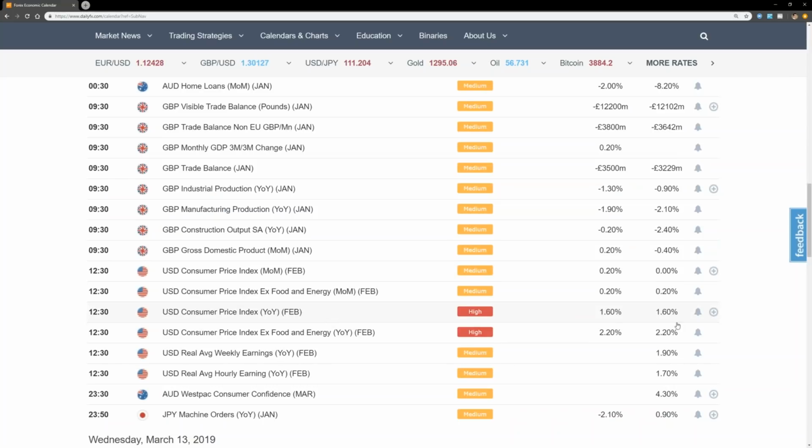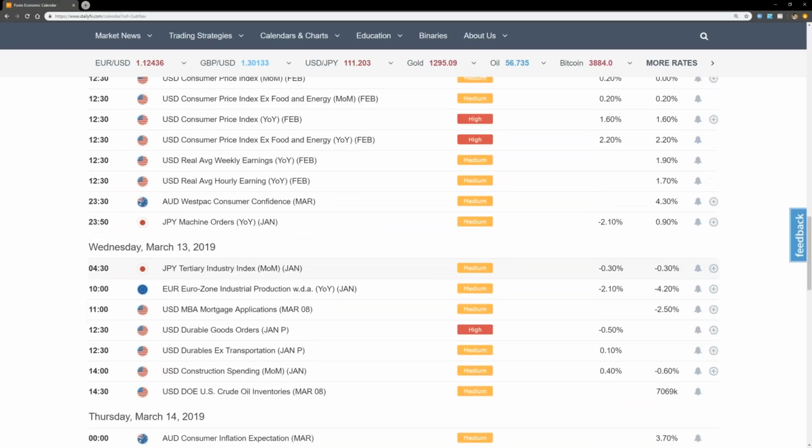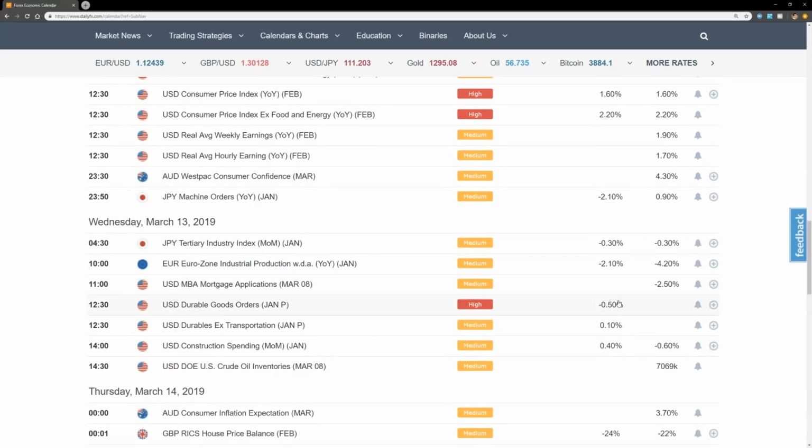But again, I would say the margin of error on that one is not as high. Okay, going into Wednesday, you guys will see here's the durable goods order. Again, they don't put the previous as often. This is also a good one.